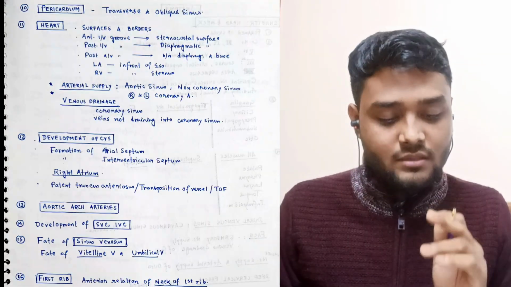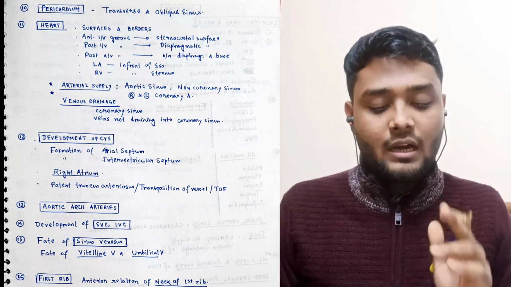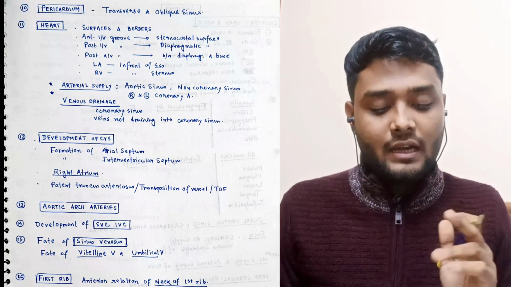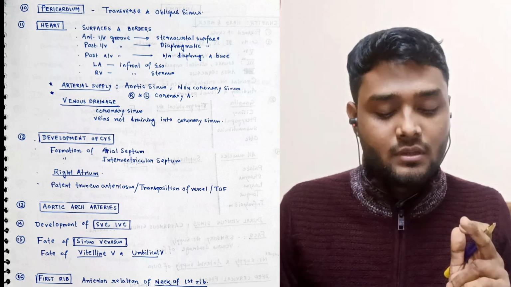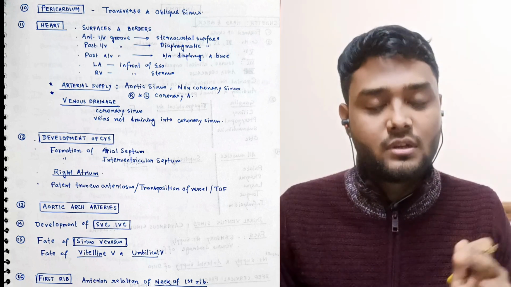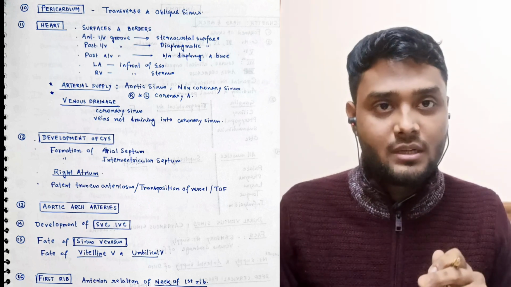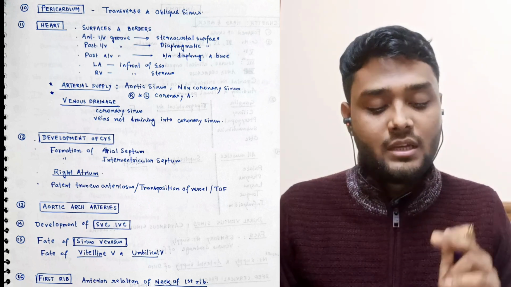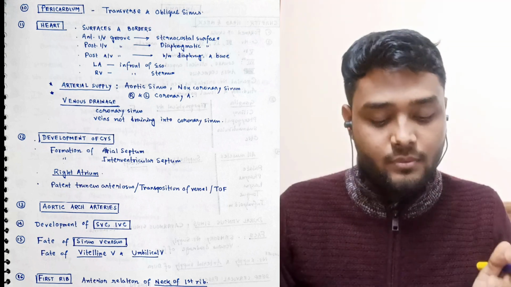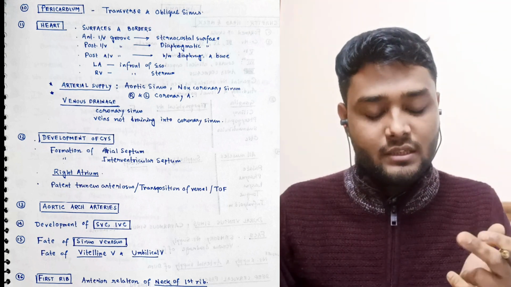Pericardium: what are the transverse and oblique sinuses? And the heart. It is also an important topic. What are the surfaces and borders of the heart? The anterior interventricular groove is located in the sternocostal surface. The posterior interventricular groove is located in the diaphragmatic surface, and the posterior atrioventricular groove is present between the diaphragmatic surface and the base. The left atrium is in front of the esophagus. The right ventricle is in front of the sternum.